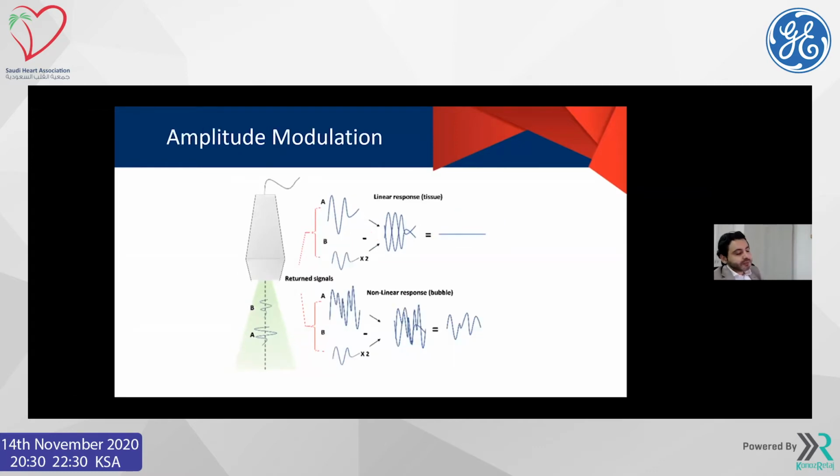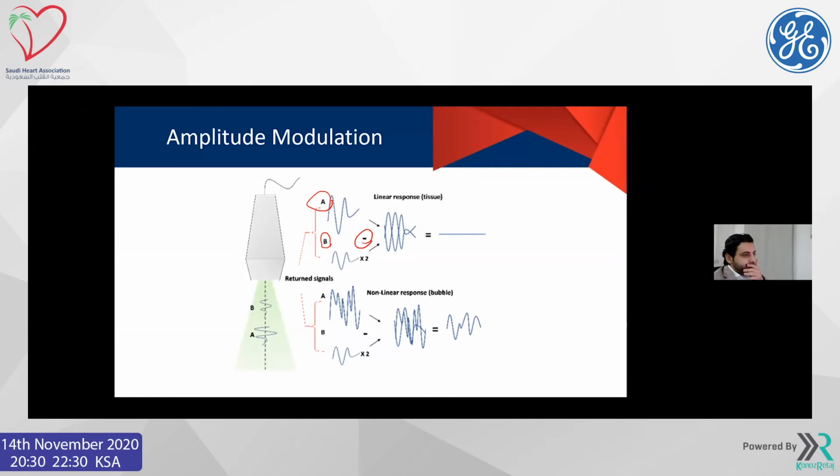Now, this is very smart and an even better algorithm. They decided, okay, we will send a pulse, and then we will send half of the power of that original pulse. And then we multiply it by 2 and we subtract them from each other.